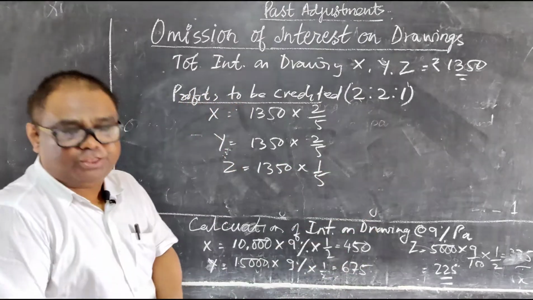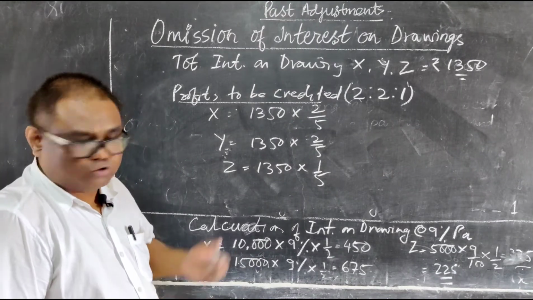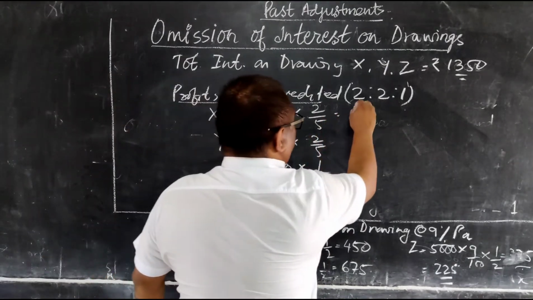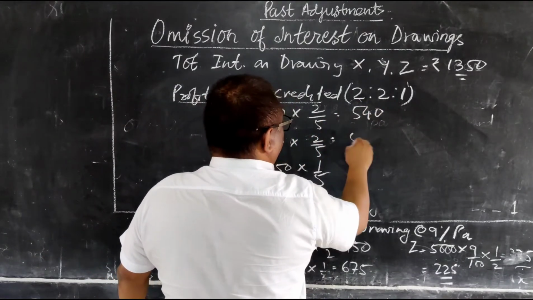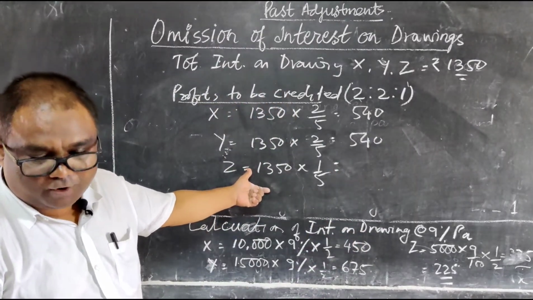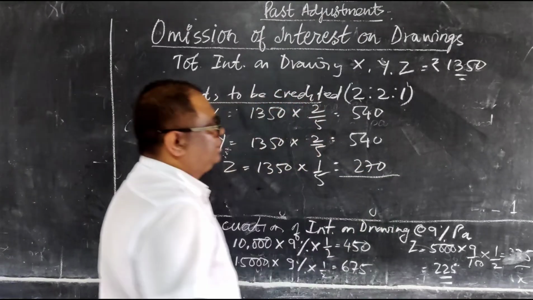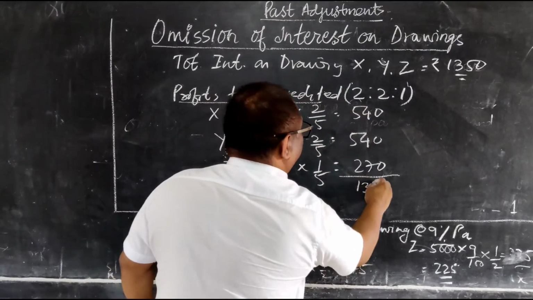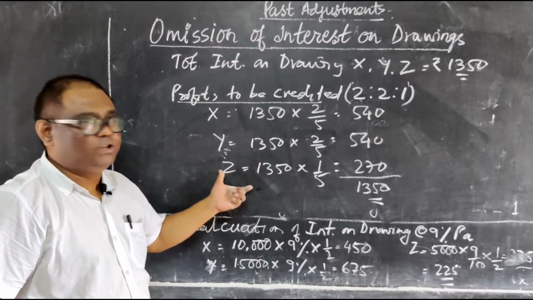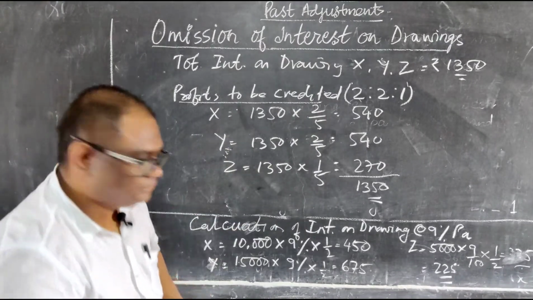As per their profit sharing ratio, we distribute the profit in the ratio 2:1. So 1350 into 2/5 will be 540. Same for this one, also 540. And this one, 1350 into 1/5, will get 270. If you add these three, it is also 1350, the total profit, the income of the firm, to be credited to the partners.